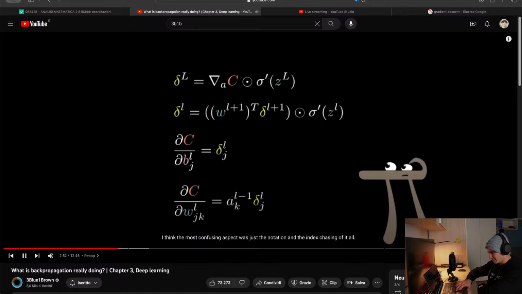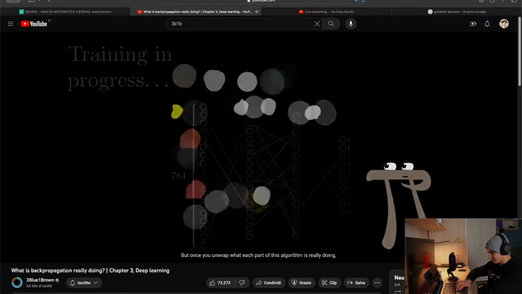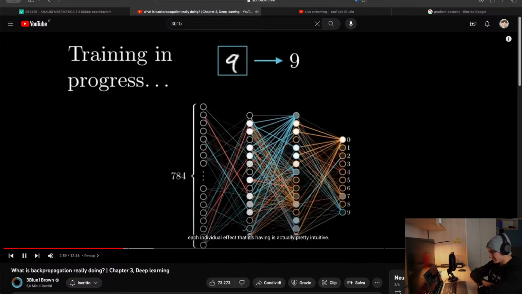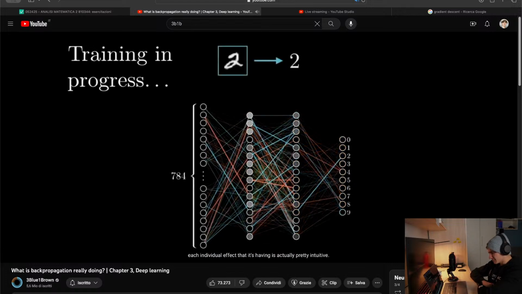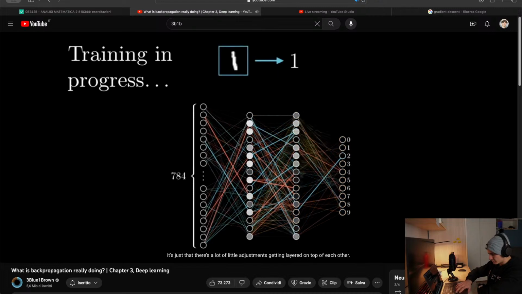I think the most confusing aspect was just the notation and the index chasing of it all. But once you unwrap what each part of this algorithm is really doing, each individual effect that it's having is actually pretty intuitive. It's just that there's a lot of little adjustments getting layered on top of each other.